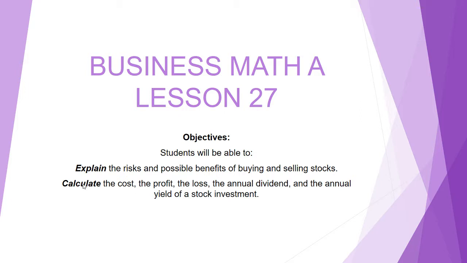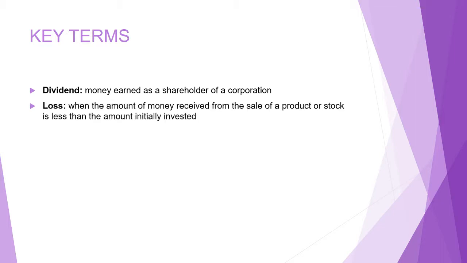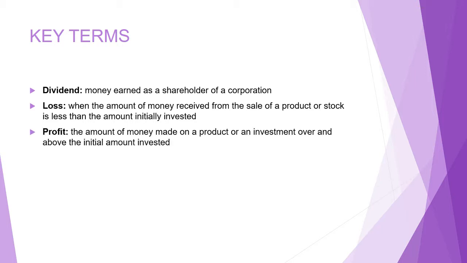Like usual, we are going to start off with our key terms. The first key term is dividend, which is the money earned as a shareholder of a corporation. A loss is when the amount of money received from the sale of a product or stock is less than the amount you initially invest. Profit is the opposite. The amount of money made on the sale of a product or stock is greater than the amount you initially invested.